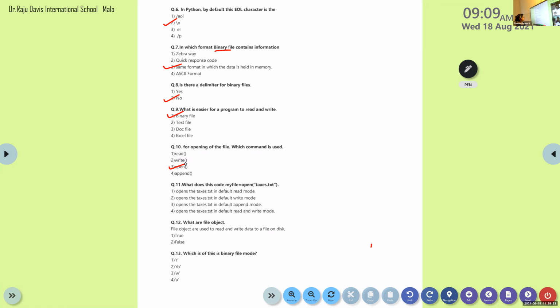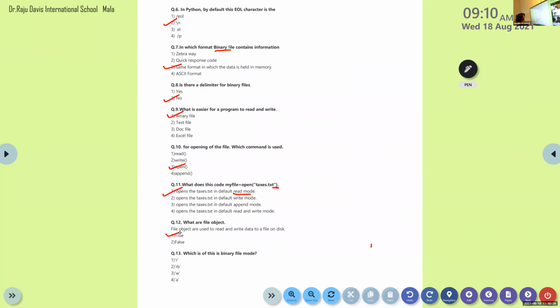11th one. What does this code, my file equal to open taxes.txt, mean? First one, right? Your file mode is not specified, which means that by default it is read mode, right? Now, next one. What are file objects? Here it is stated that file objects are used to read and write data to a file on the disk. Is it true or false? It is true, right? So file objects are used to read and write data to a file on disk.